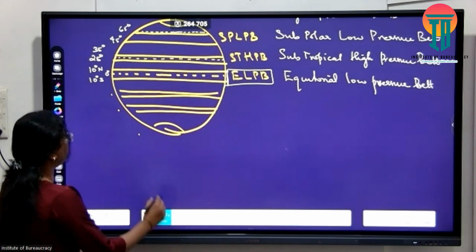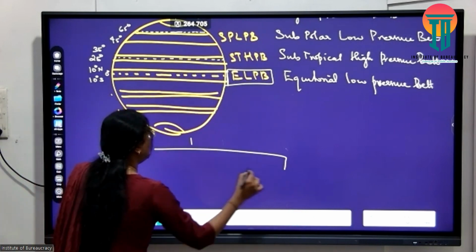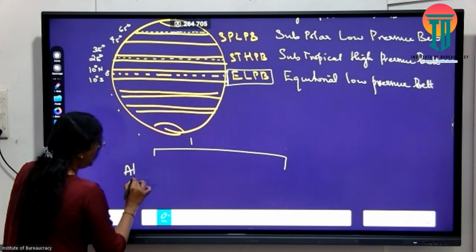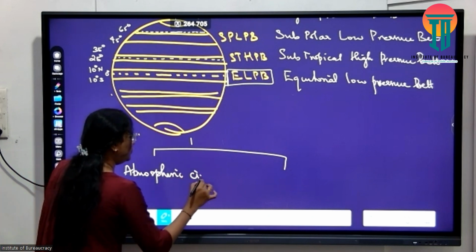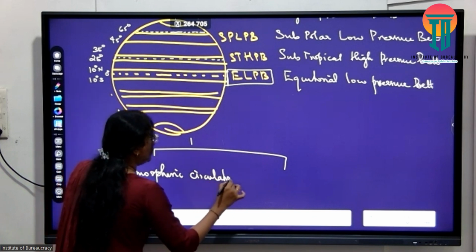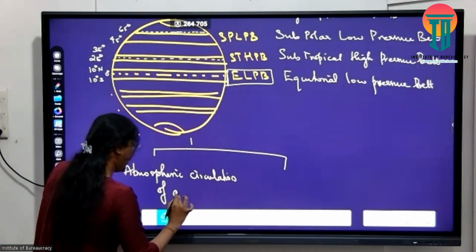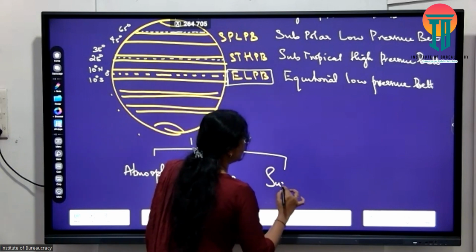One is your atmospheric circulation of air, and surface circulation.